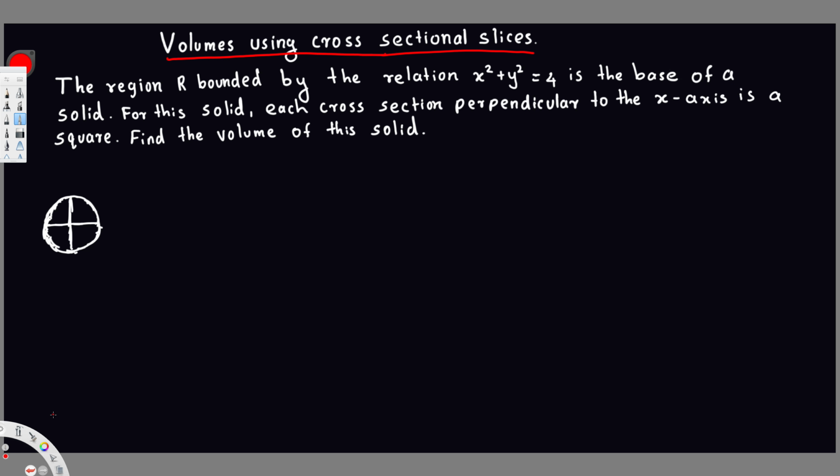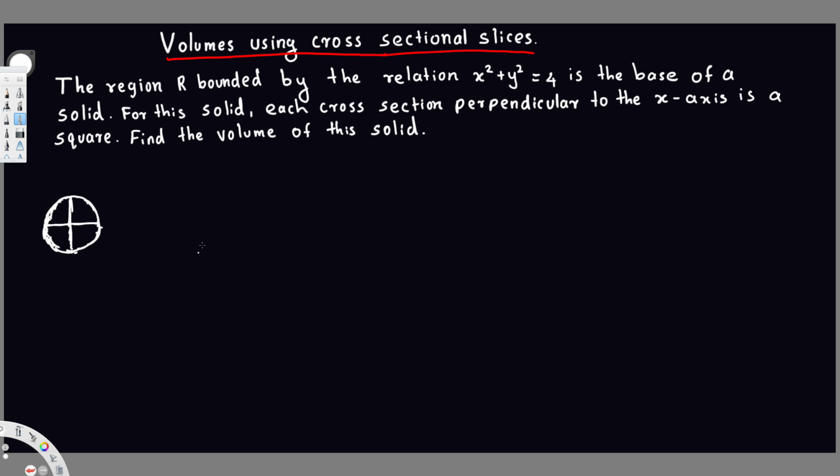The question is asking to find the volume. The region bounded by the relation x squared plus y squared equals 4 is the base of a solid. For the solid, each cross section perpendicular to the x-axis is a square. Find the volume of this solid. So let's see how we can find this one.